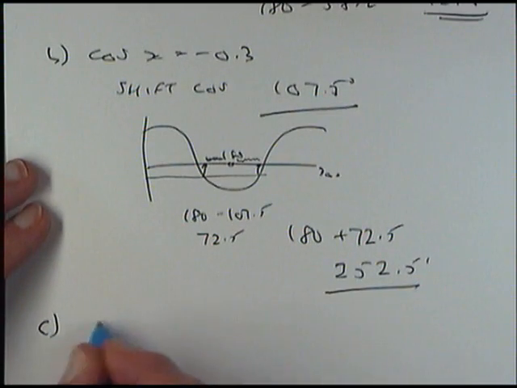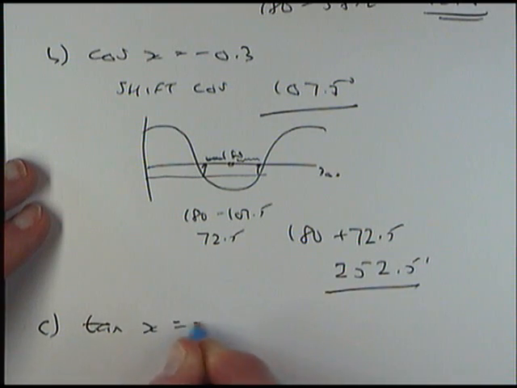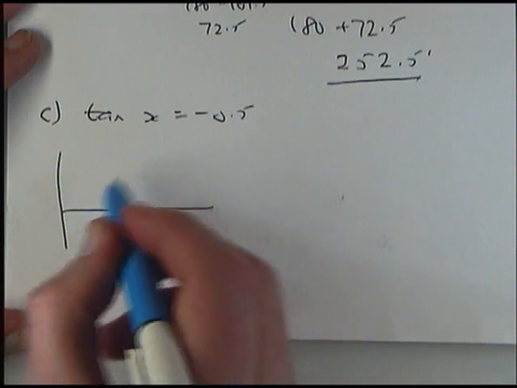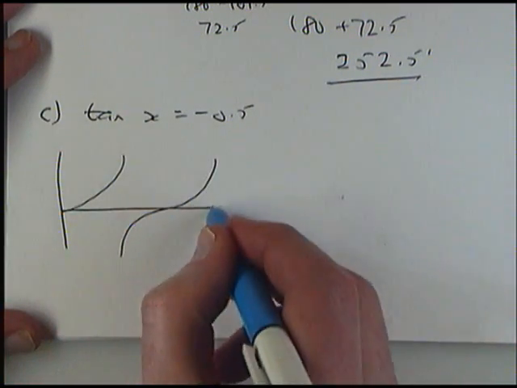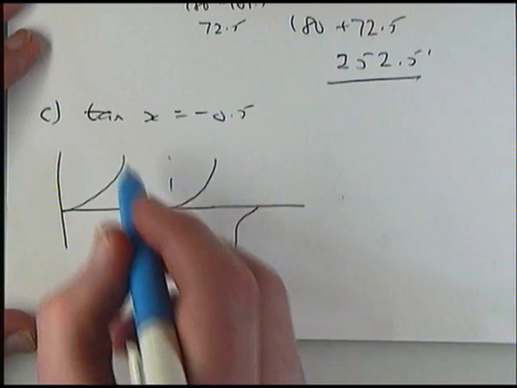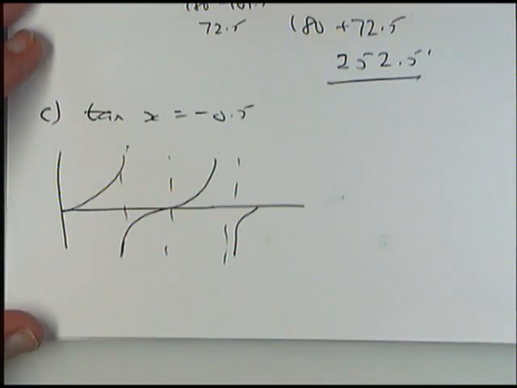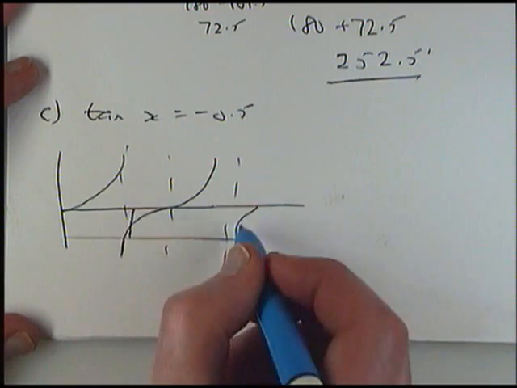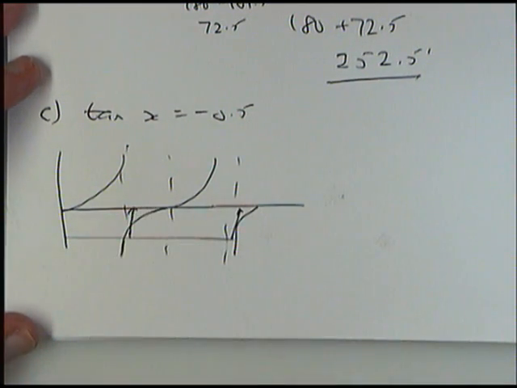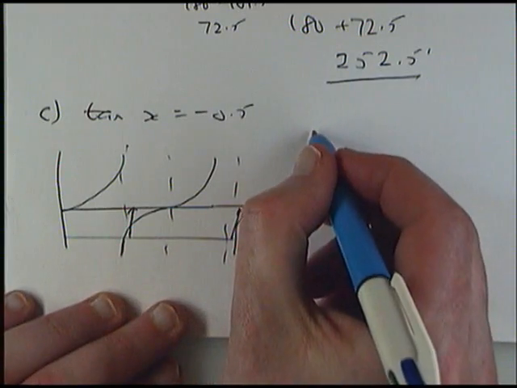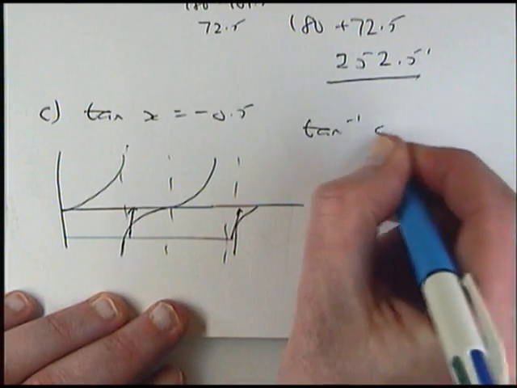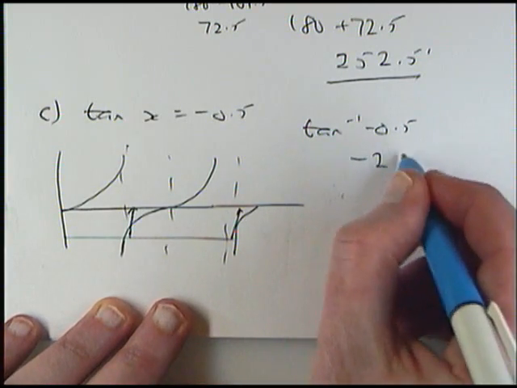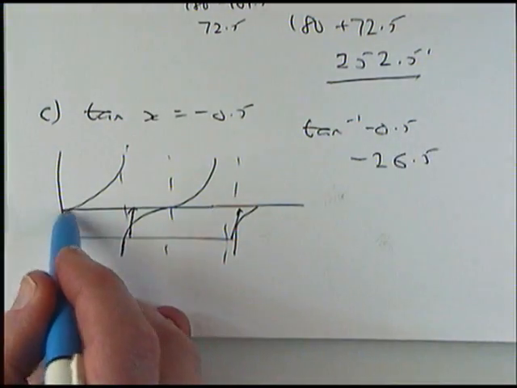Next one, part C, tan x is negative 0.5. If we do a quick sketch of the tan graph, this is a strange one, which sort of goes like that. That's 180, that's 90, that's 270. You're going to have two answers. One's going to be there, one's going to be there. Not brilliant drawings, but that's where they will be. First thing you need to do is tan to the minus 1, or shift tan, of negative 0.5 on your calculator. That comes out to be minus 26.5. It's actually giving you an answer over here.